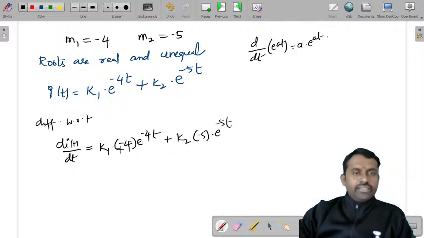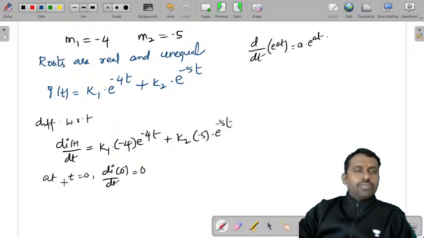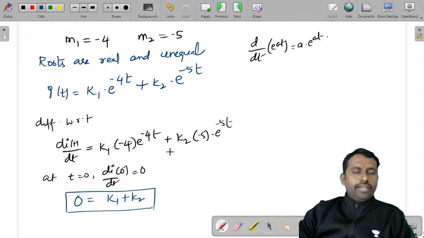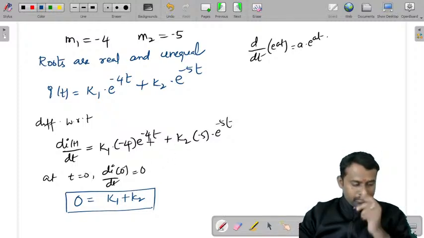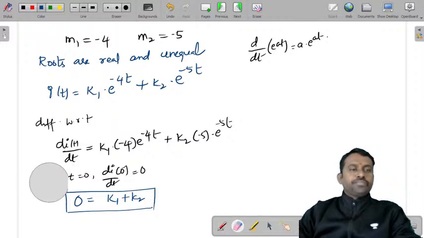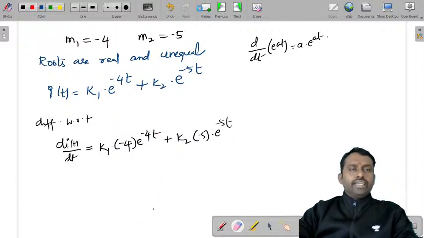But we know that di by dt at t is equal to 0 is 0. So at t is equal to 0, di of t by dt is 0. So once you substitute that, you will get 0 is equal to k1 plus k2. So let's try to write this in the next slide.